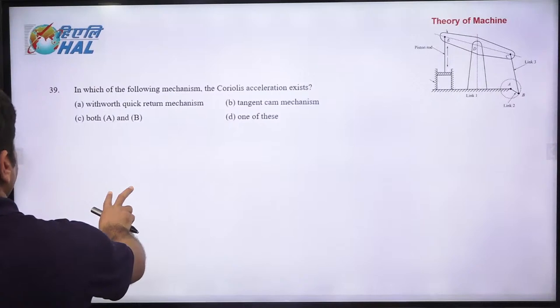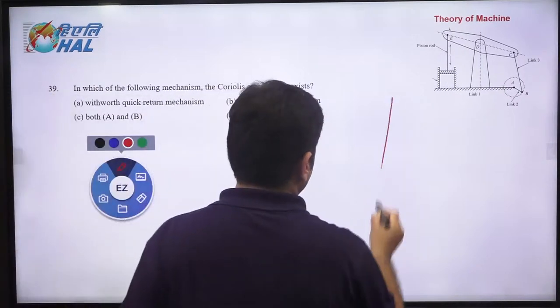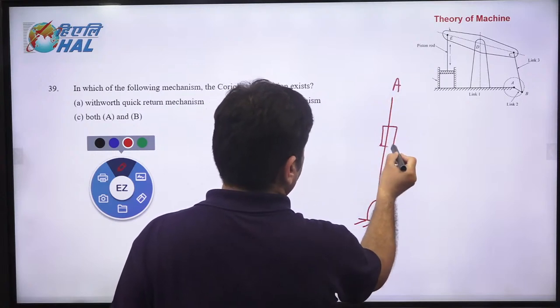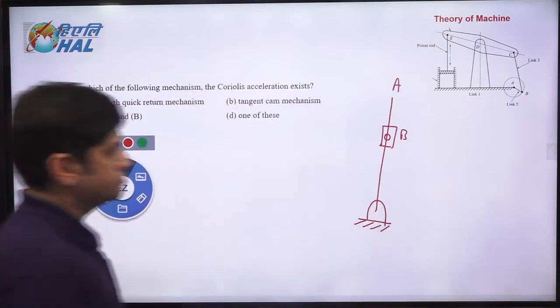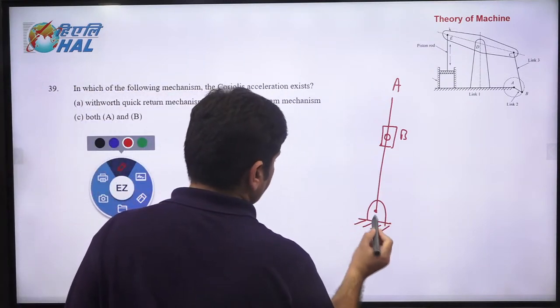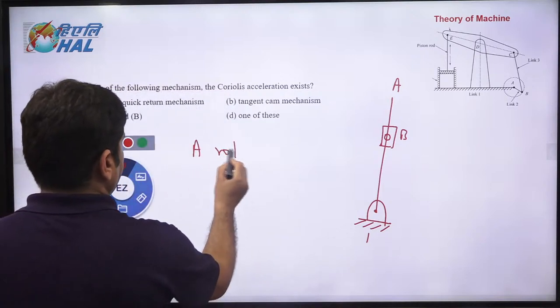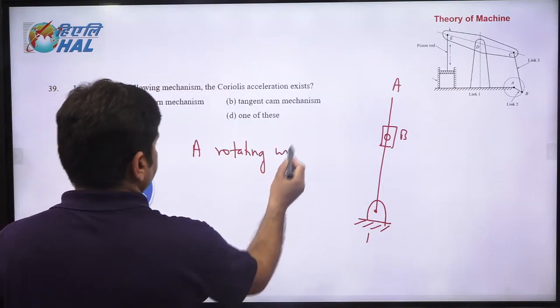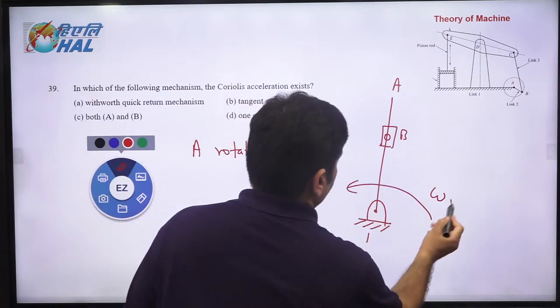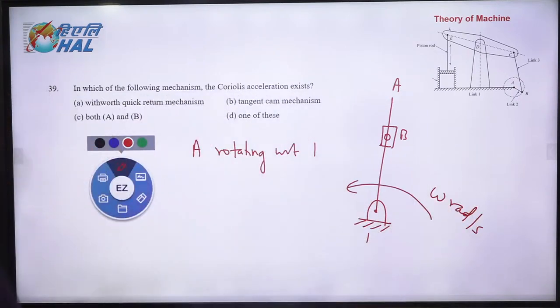Let me tell you what Coriolis acceleration is. Suppose I give you a link, let us say A, and another link on this, let us say link B, and this is a fixed link, let us say 1. A is rotating with respect to link number 1 at omega radian per second.